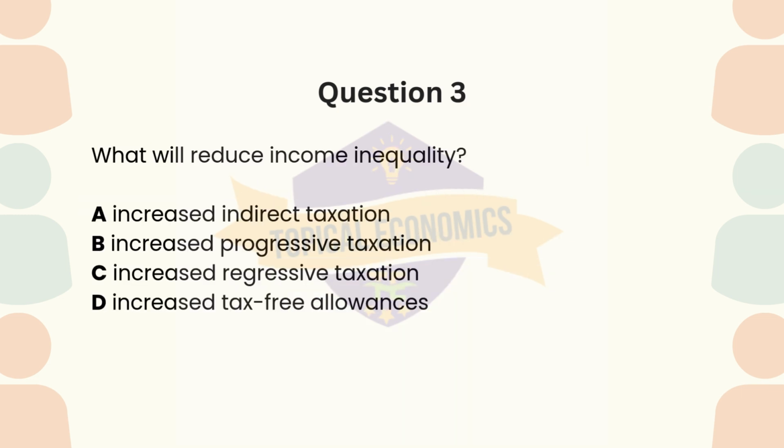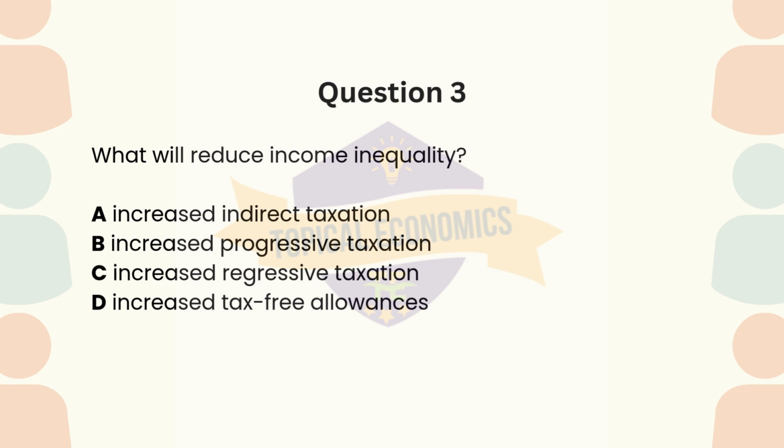Moving on with the third question. This is again from Feb-March paper 2022, version 2. What will reduce income inequality? Options are given. So let us analyze. Option A is increased indirect taxation. Now this type of tax, for example like sales tax, is generally regressive, affecting lower income individuals disproportionately without addressing wealth distribution. So this option is incorrect.